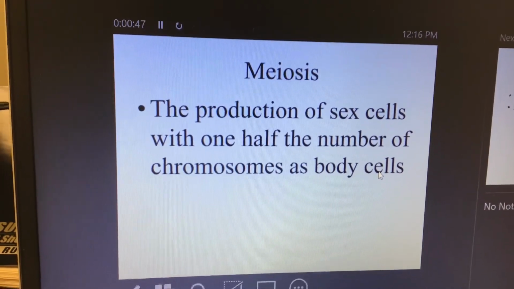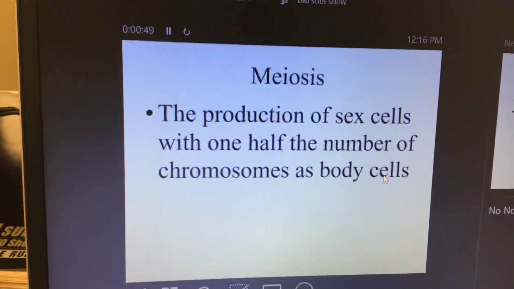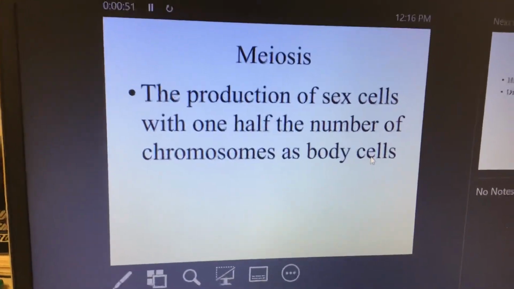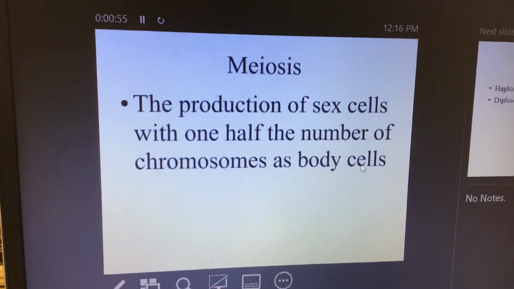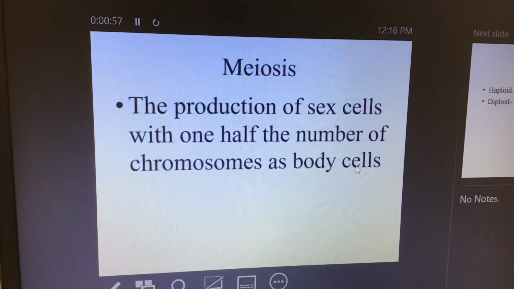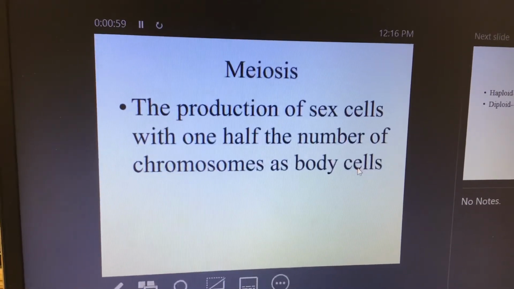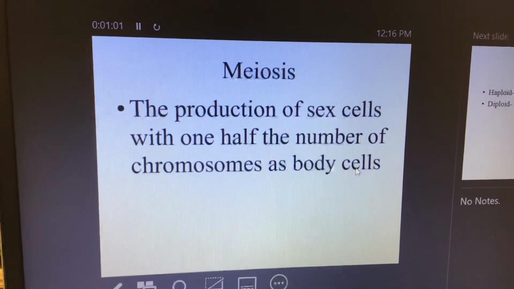Today we are going to talk about meiosis. So yesterday we went through mitosis and all of the stages. Meiosis is pretty similar, but there's a couple of differences.